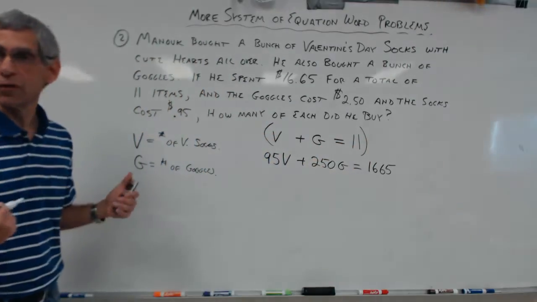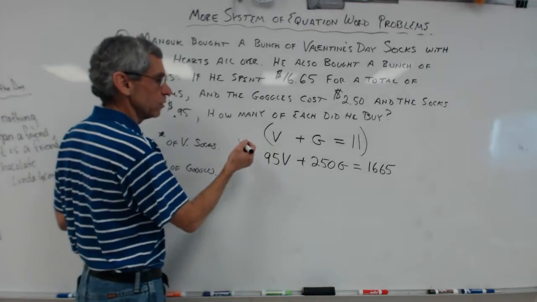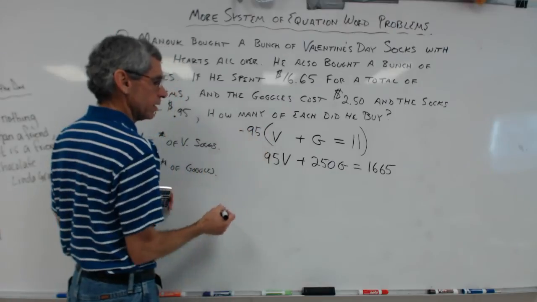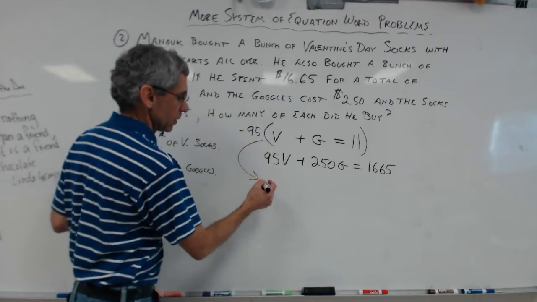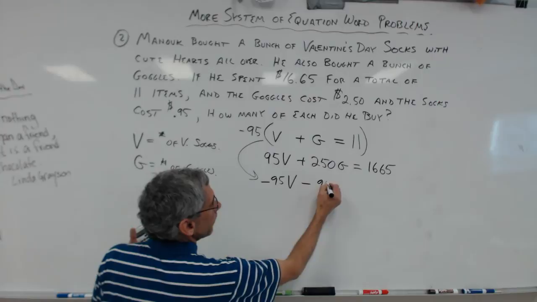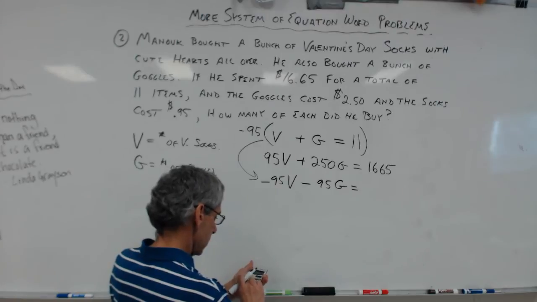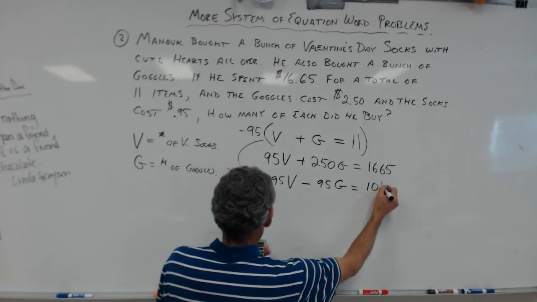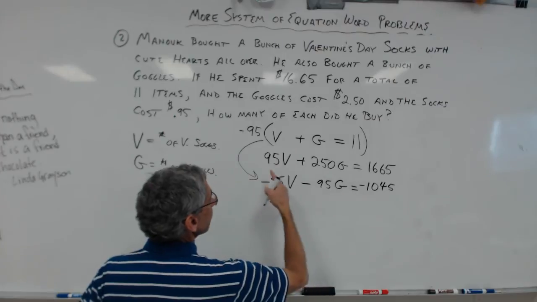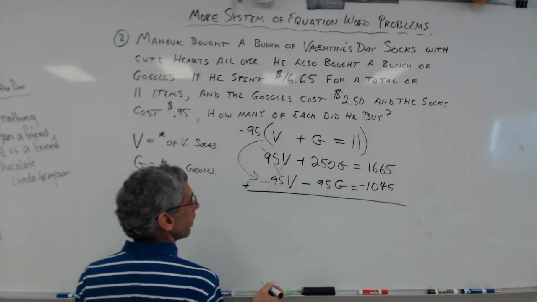I personally think it's pretty easy to do this right now with the elimination method, but feel free to do the substitution if you prefer. I'm gonna multiply everything by negative 95, right? So negative 95V minus 95G is equal to, what's 95 times 11? 1045. Negative 1045. So they're all negative down here, they're all positive here. I'm gonna just draw my line, I'm gonna add the two equations together. It's gonna make my V's cross out.